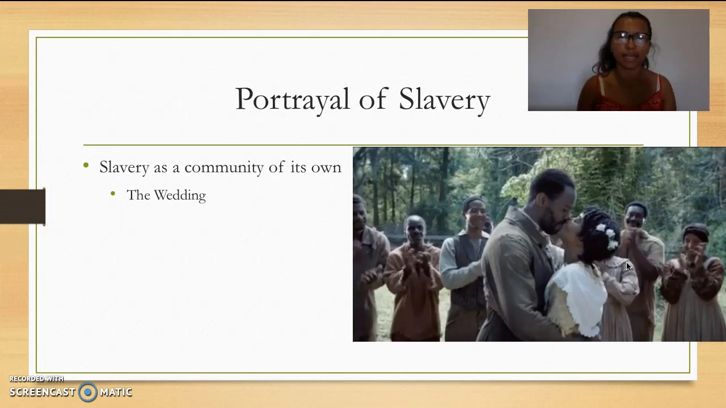Also, when Nat and Cherry got married, it was very small and intimate. They didn't show like the party of it, but the whole community like gathered to be at their wedding, and Nat's grandmother actually married the two, so you can see that community was very like prevalent and important in this film.